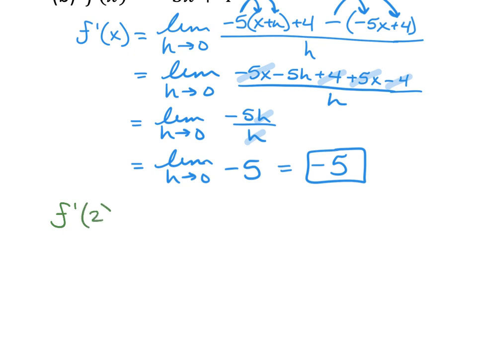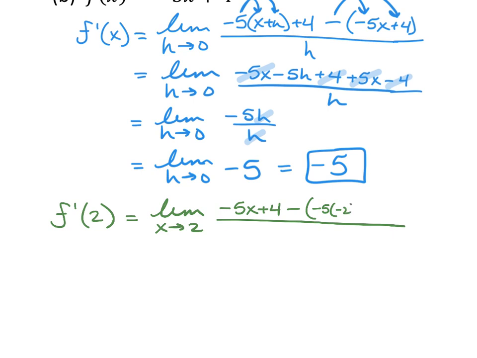We're going to do f prime of 2 equal to the limit as x approaches 2 for the equation. Write the regular equation, negative 5x plus 4, and subtract the equation with the number plugged in, which would be negative 5 times 2 plus 4. Oh, not negative 2. Why did I do that? Okay, all over x minus 2.